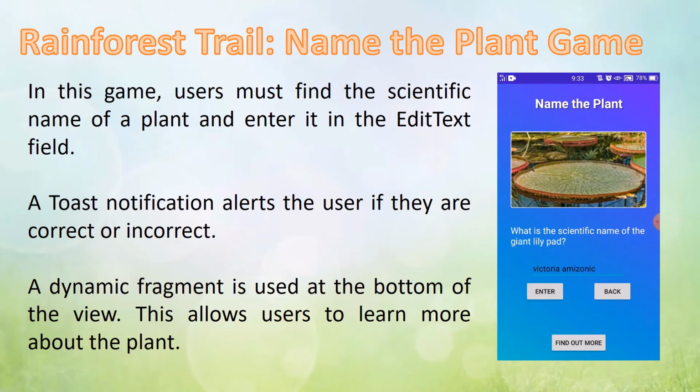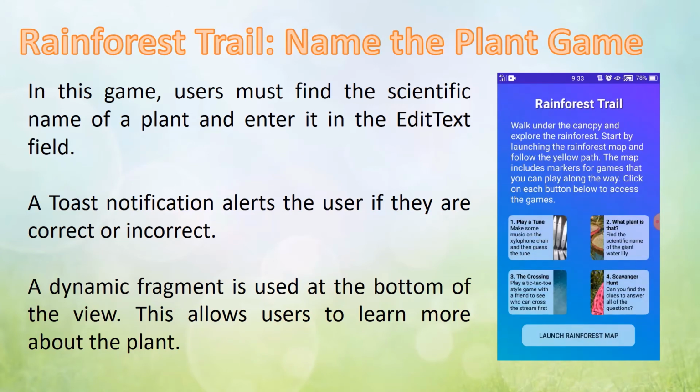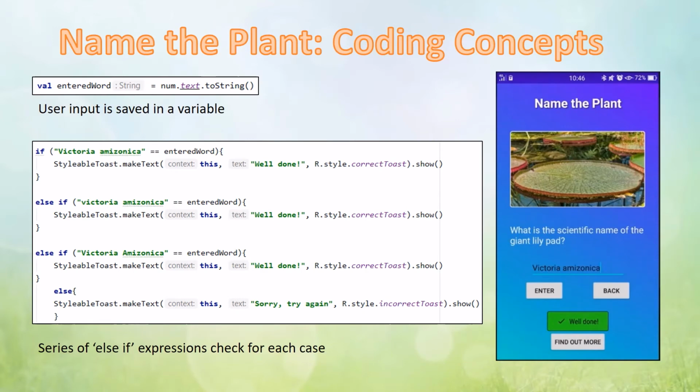A dynamic fragment is used at the bottom of the view. This allows the users to learn more about the plant. The coding for the Name the Plant game is relatively simple. User input is saved in a variable, and then, because users can enter the correct answer using either uppercase or lowercase, a series of else-if expressions checks for each case.